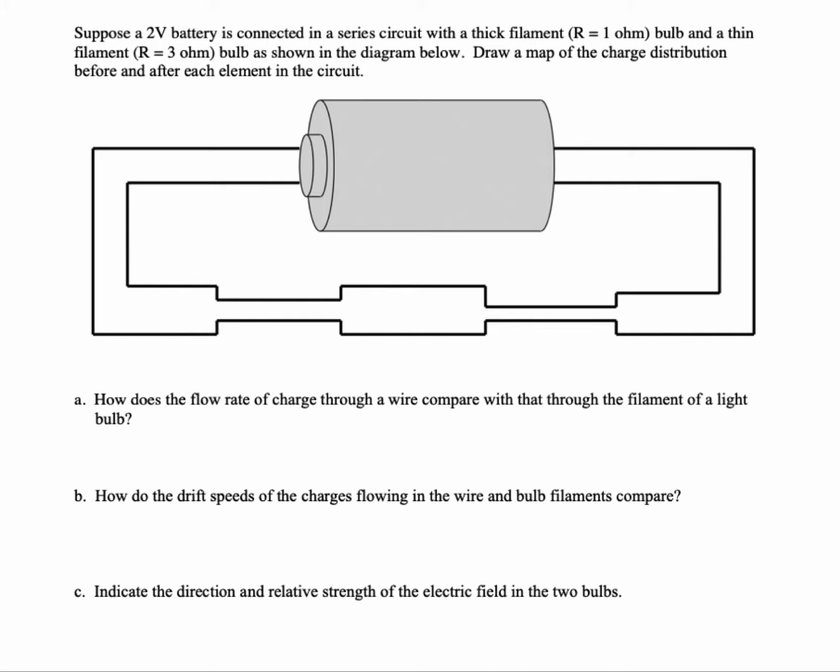Suppose a 2-volt battery is connected in series with a thick filament bulb and a thin filament bulb as shown. So we're going to have plus 2 volts on the positive terminal of our battery, and we'll make the negative terminal 0 volts.